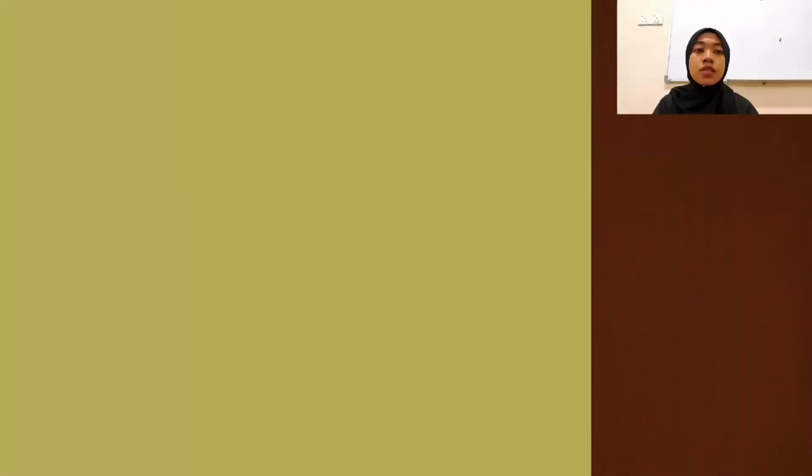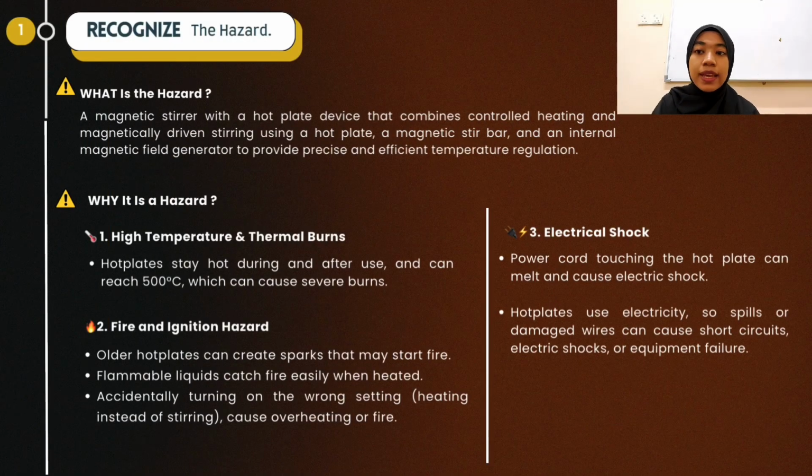Continuing with the stirring hot plate, here we will recognize the hazard, assess the risk, and apply the control measures. A stirring hot plate is a device that combines a hot plate for heating and a magnetic stirrer to mix solutions. This device is very useful in the lab, but also comes with several hazards. First, high temperature and thermal burns. A hot plate can reach a very high temperature, about 500 degrees Celsius, and it stays hot even after being switched off. So if a person accidentally touches the plate or hot glassware, this can cause serious burns.